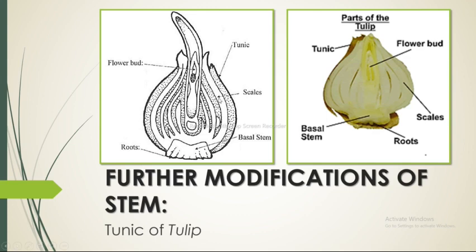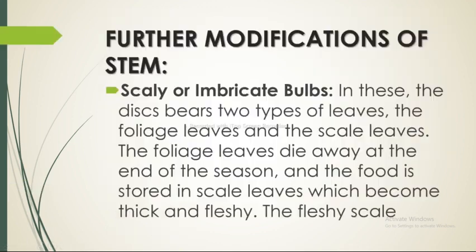These are scales, basal stem, roots, and flower bud. In the second figure, you can see the parts of the tulip, which includes the flower bud, tunic, basal stem, roots, scales, as shown in the figure. So next type is the scaly or imbricate bulbs.